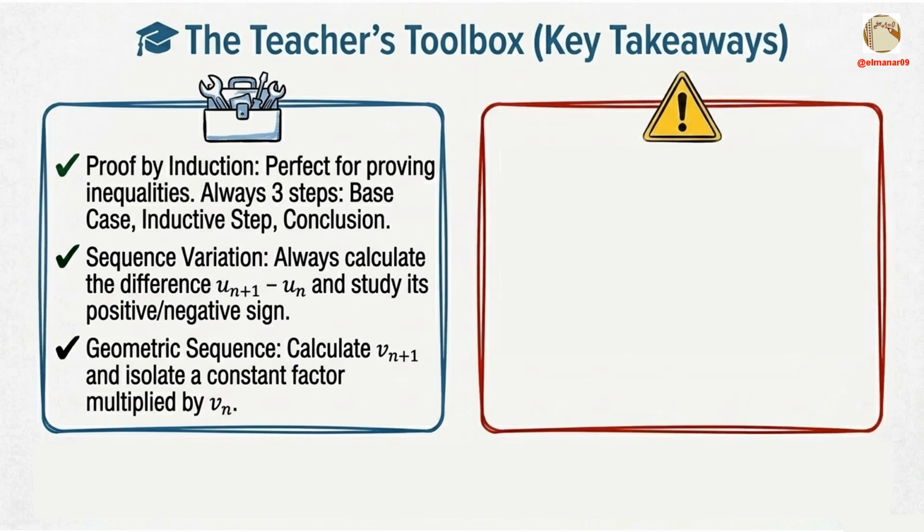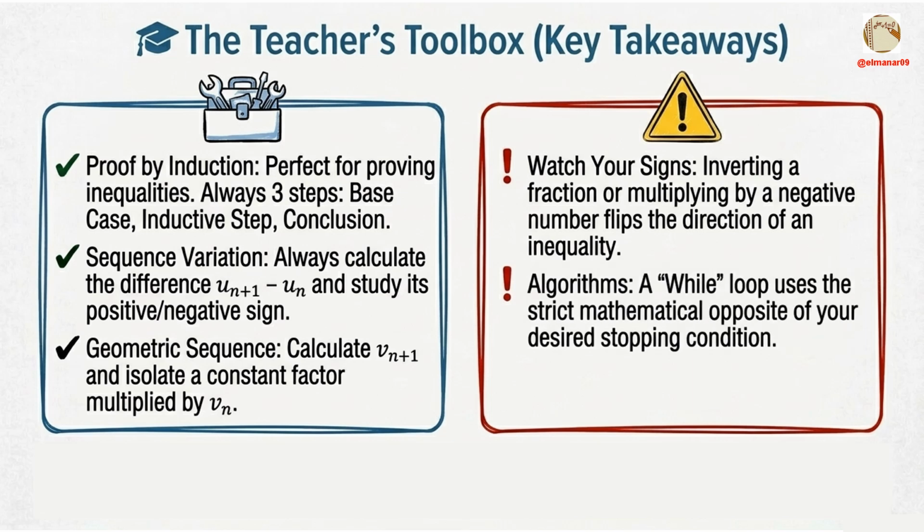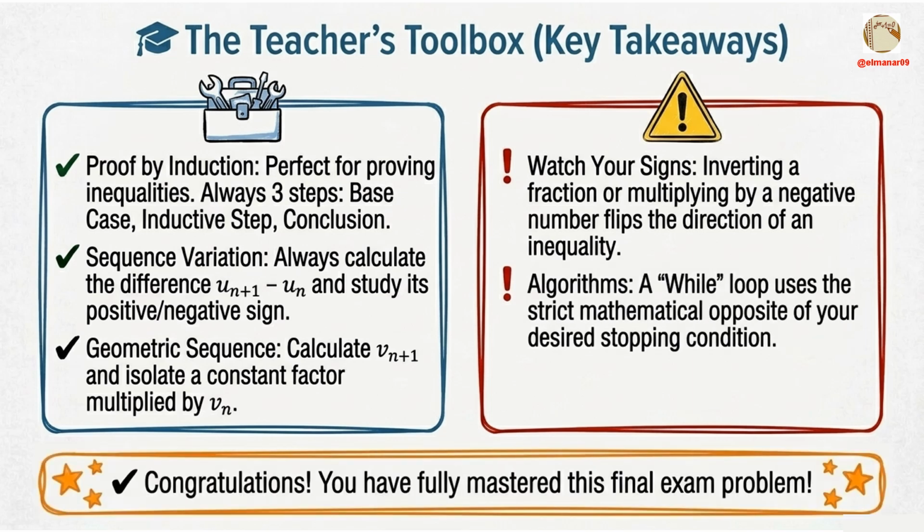4. Be careful with inequality signs. They flip when you multiply by negatives or take inverses. 5. Loops and algorithms use the opposite of your goal. Congratulations! You have fully mastered this complex final exam problem. Keep that confidence high, and I'll see you in the next lesson.